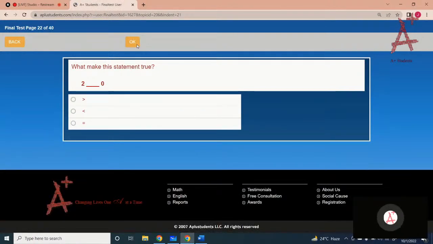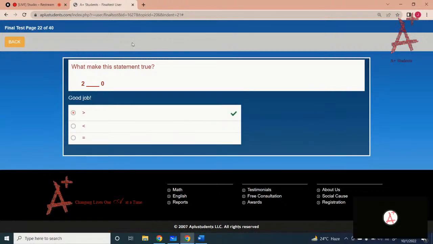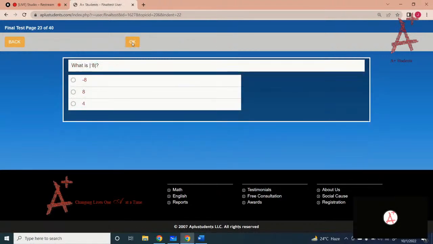Okay, what makes the statement true? Is 2 less than 0 or greater than 0? 2 is less than 0. Greater than 0, sorry. 2 is a positive number, so 2 is greater than 0. Okay, what is the absolute value of negative 8? So the absolute value of negative 8 is positive 8.